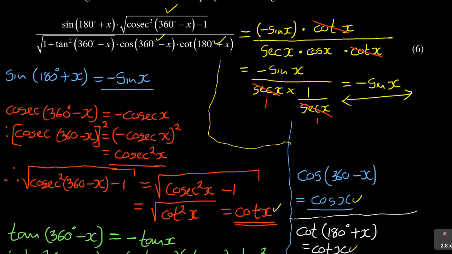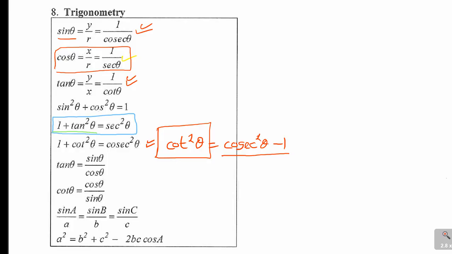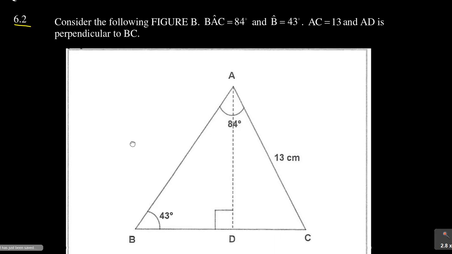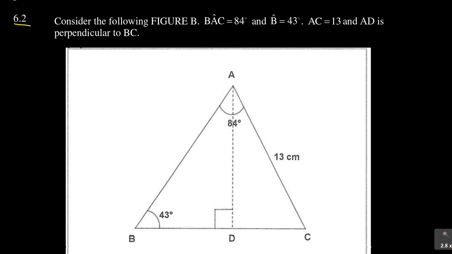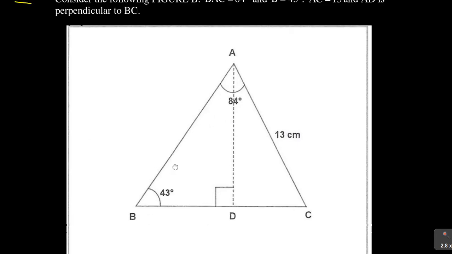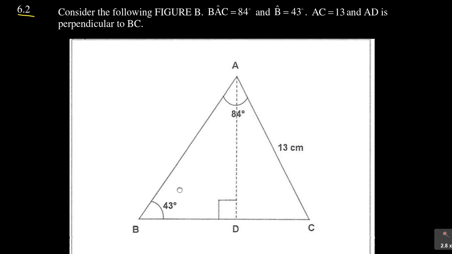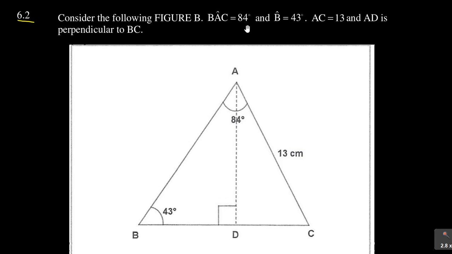In this case, our next question is question 6.2, and there is a diagram given here. I think it can fit in there. Now the question says, consider the following figure B. So this is figure B, as you can see that. So let's consider this figure, and then it says BAC is equal to 84 degrees, and I think you can see the B, the A, and the C.